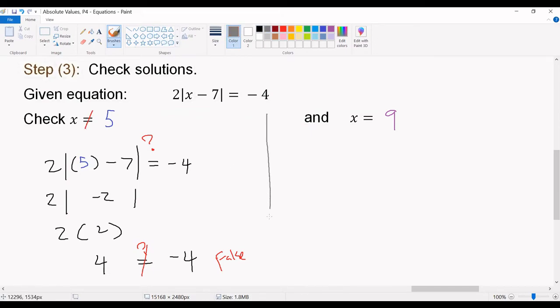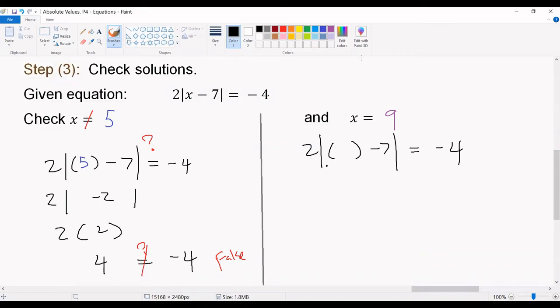Now we want to check to see what happens when x is equal to 9. So again, we're going to write our original equation. We're going to have parentheses where we substitute in our variable x, and we're going to see if the left-hand side equals the right-hand side. So we're going to simplify the left-hand side. We now have 2 times the absolute value of positive 2. So we have 2 times 2 again, which is equal to 4.